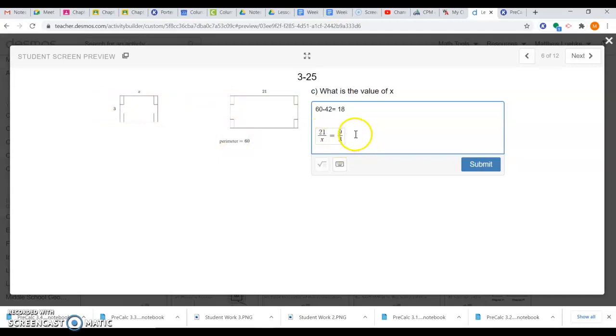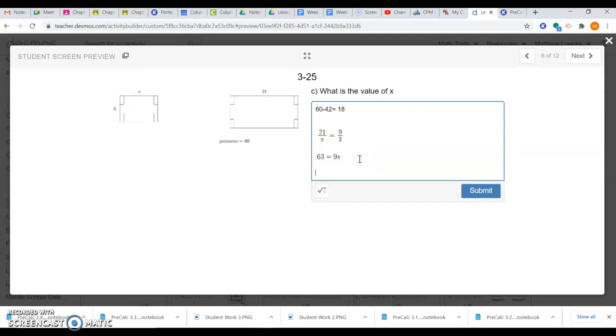And now I can cross multiply and solve here. 3 times 21, the first cross multiplication, is going to give me 63. 9 times x gives me 9x. I can divide both sides by 9, and I should get that x equals 7.